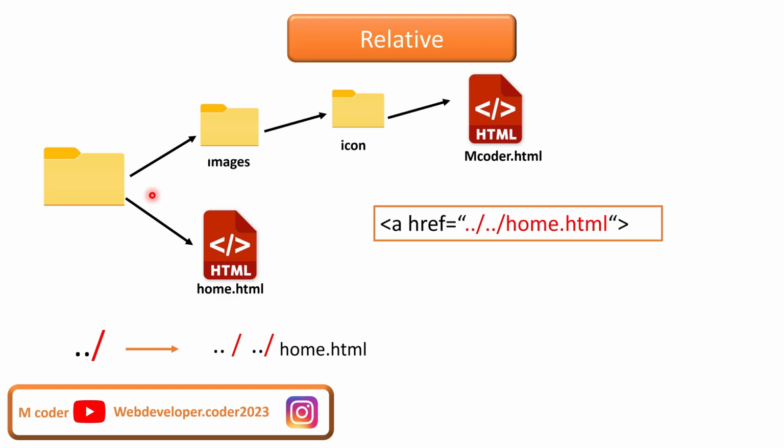Now if we wanna go back one folder, we write 2 dots slash. If we wanna go back 10 folders, we write this 2 dots slash 10 times to reach our main destination. I use these addresses a lot inside our website.